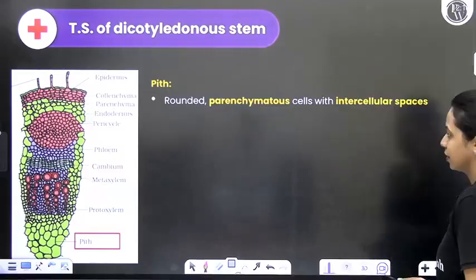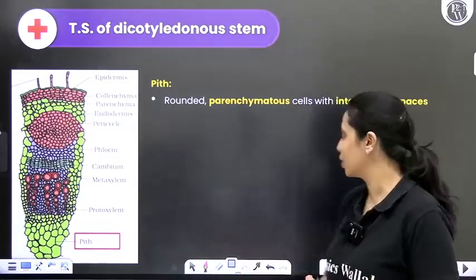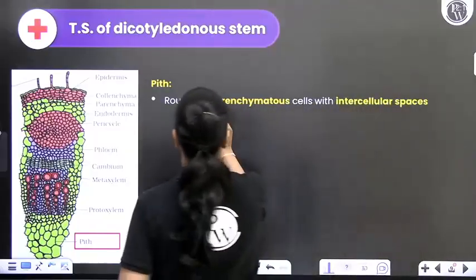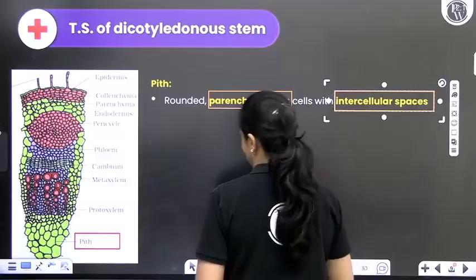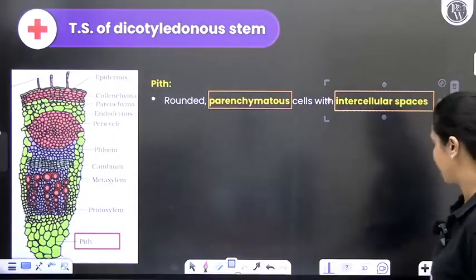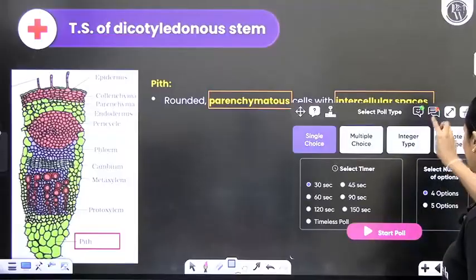Next, pith. Pith is rounded. We saw that it is very conspicuous and it is made up of parenchyma. Pith, as always, will have intercellular spaces. That's about your dicot stem. If anybody has any doubts, let me know.